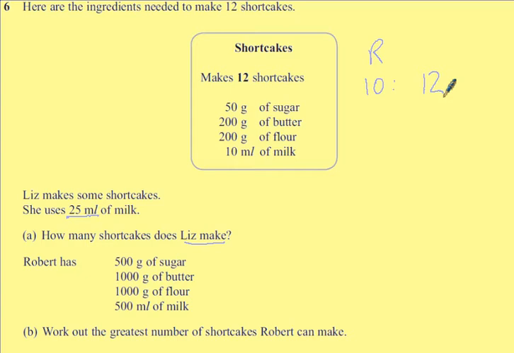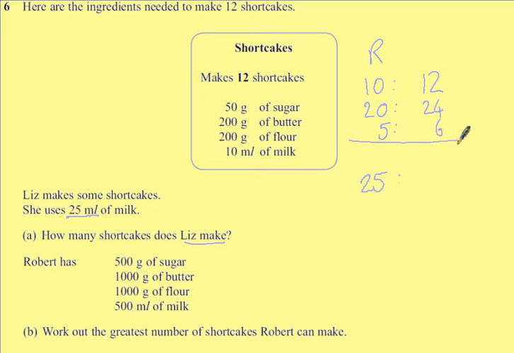We have available to us 25 millilitres of milk. Well, how can I change my 10 into 25? If I double 10, I get 20, so that's double my 12 to give us 24 shortcakes. If I half my 10, I get 5. Half of 12 gives me 6.